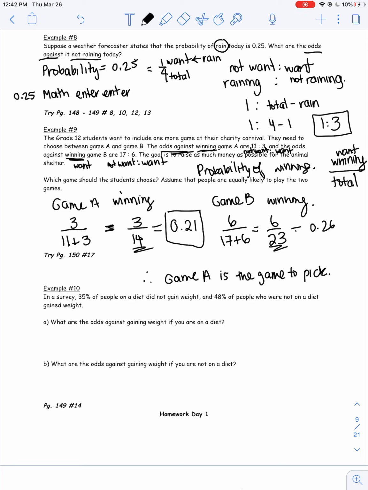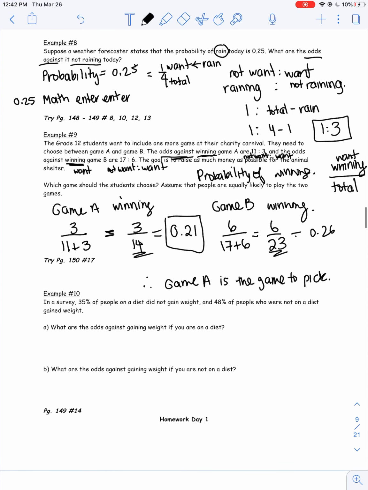So we want the bigger probability of losing, which means the lower number in this case, in decimal form. Okay, so that's game A. Example number 10. In a survey, 35% of people on a diet did not gain weight.